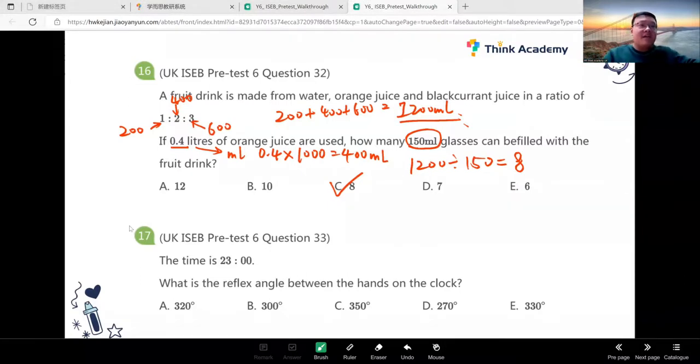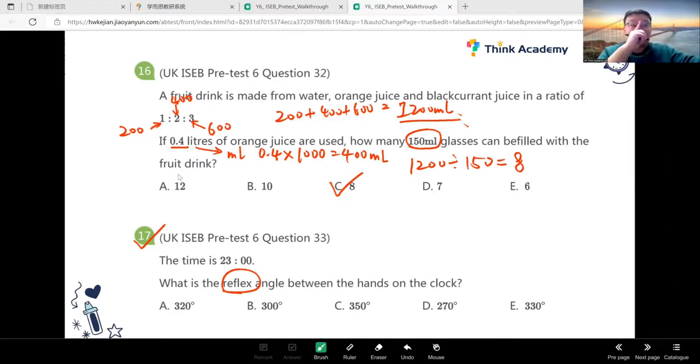All right. So question number 17. The time is 23 o'clock. Yes, Bob? What is the reflex angle? I don't understand. You don't understand which question? 16. Okay, so let's go back to 16. Which part are you confused about?